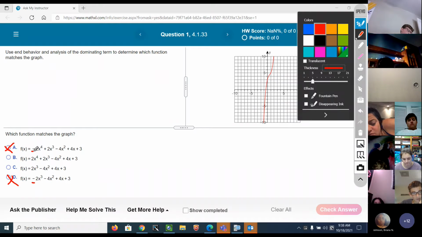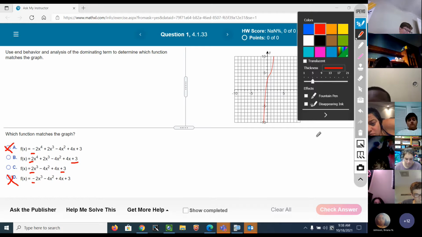And negative would be going like this. So we know it's not those two, so it's got to be B or C. Both of them have a 3, so that's not going to help us. And both of them have a 2, so that's not going to help us because that's greater than 1. So we're going to have to plug these 2 in the calculator and hopefully see if we can match it up.